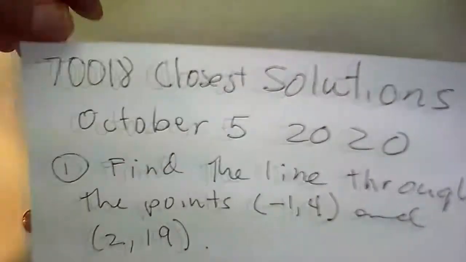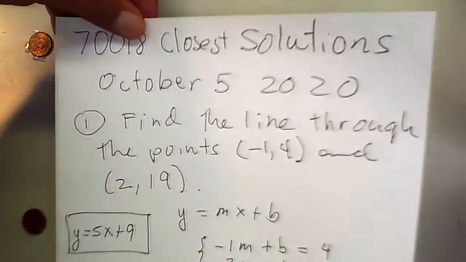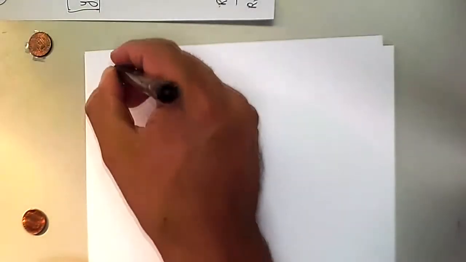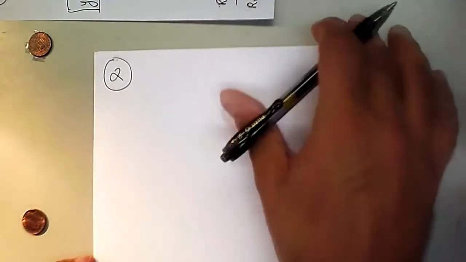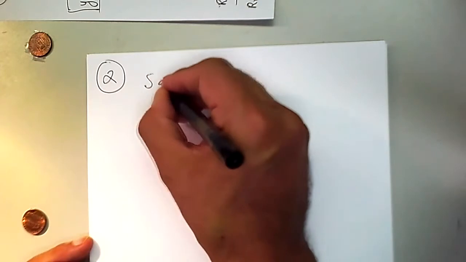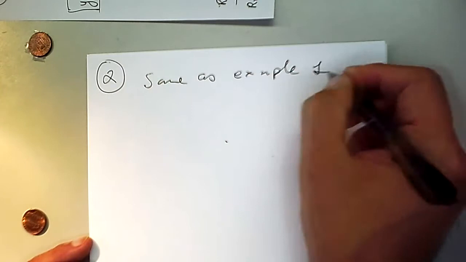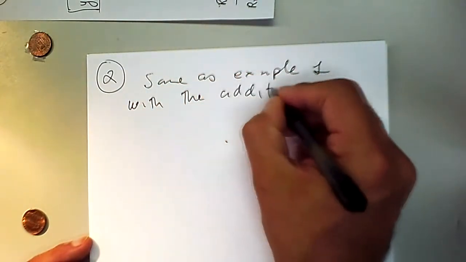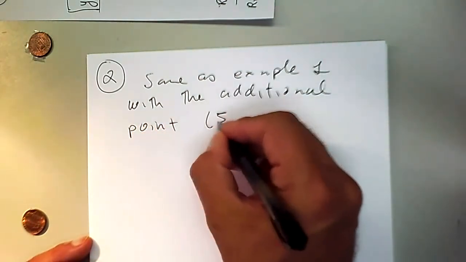All right, so that is example 1. Let's add one more point to that set. Okay, so this is going to be a big example 2. It's going to take us a while to get through this example. So, same as example 1, with the additional point, 5, 20.